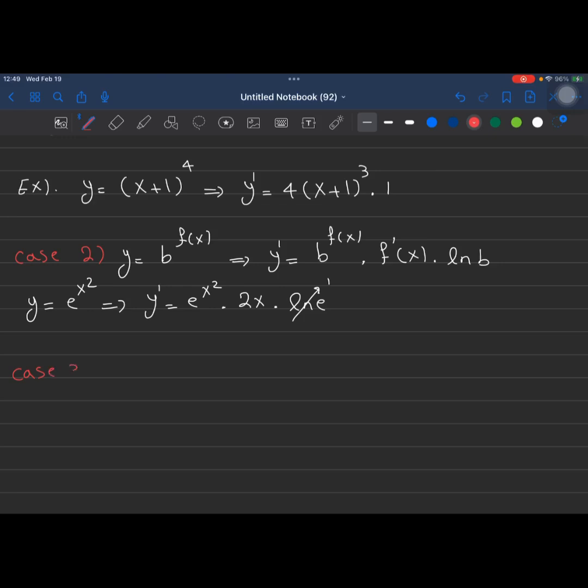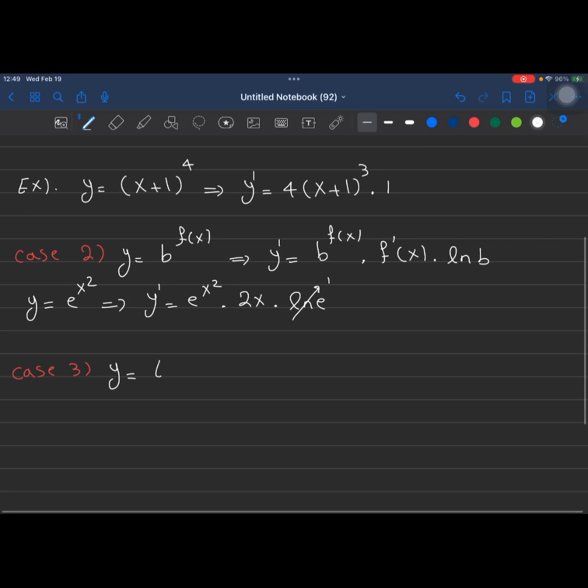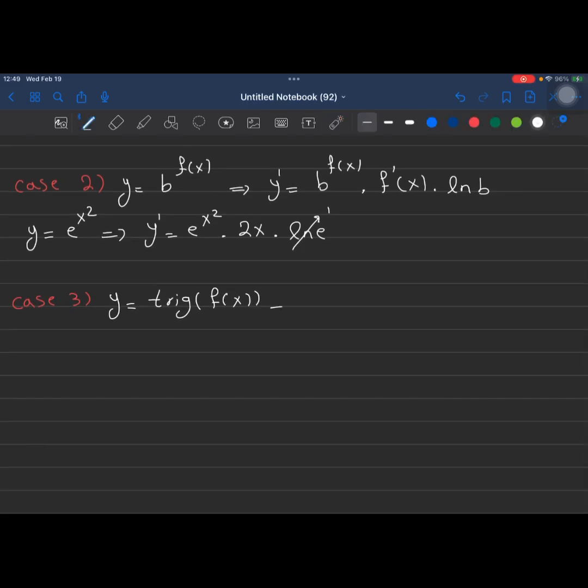Case number three is when you have y equal to a trig function of f of x. Now, this trig function is a trigonometric function, and it can be sine, cosine, tan, cotan, secant, cosecant, any of the trig functions. So then in this case, y prime is, you start with the derivative of the trig function. So I'm just going to write it as trig prime of f of x. So you differentiate the trig function, and then you multiply by the derivative of the function inside. So multiply by f prime of x.